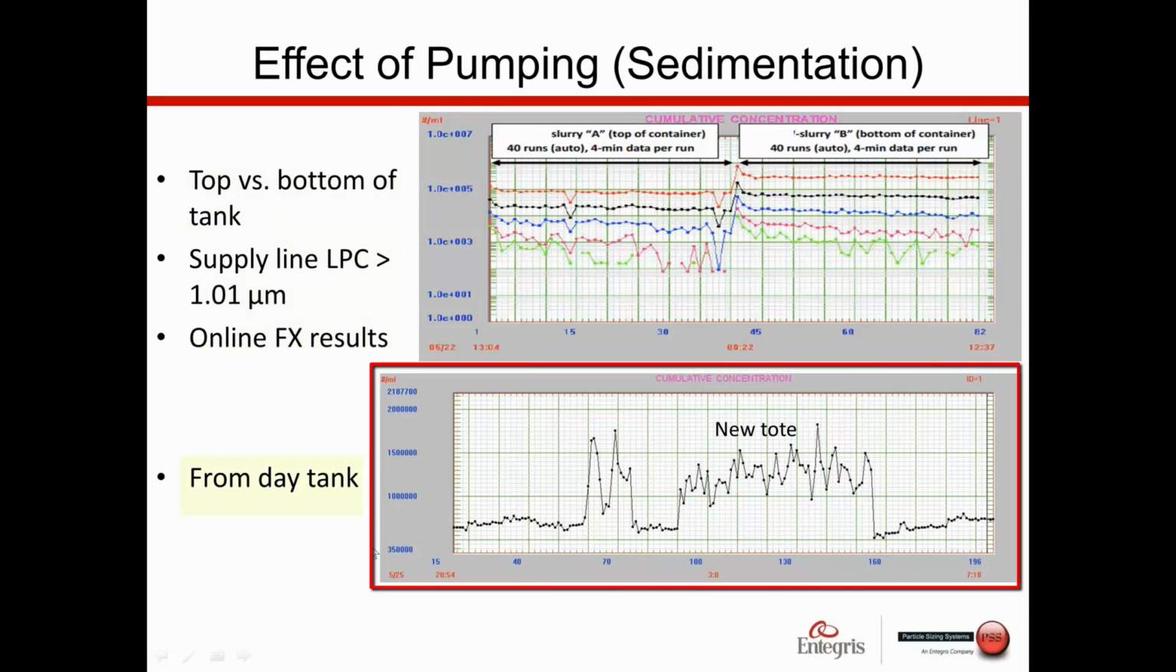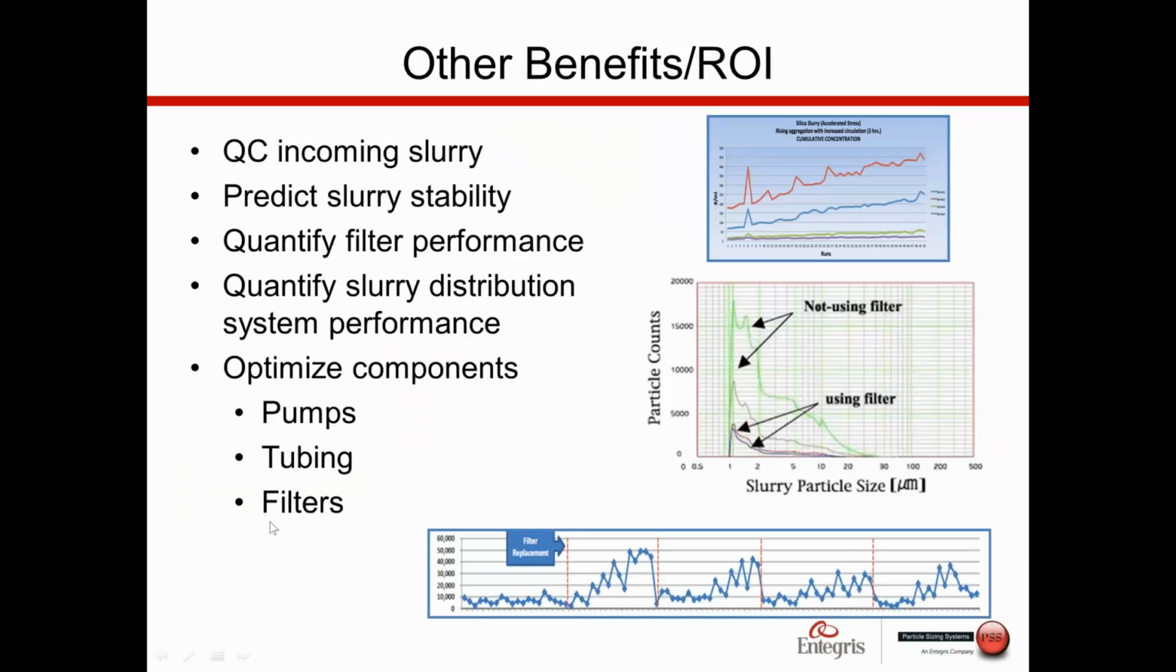Or here we are pumping from the day tank, and as we change a tote, we see this large increase in LPCs. Maybe we don't want to send this up to the fab, and we want to wait until these particle counts settle down. This is another way the information could be used to make sure that you're sending only the cleanest CMP slurry up to the fabrication area.